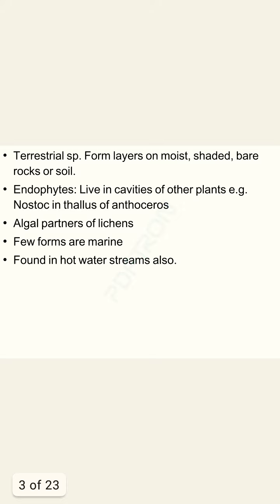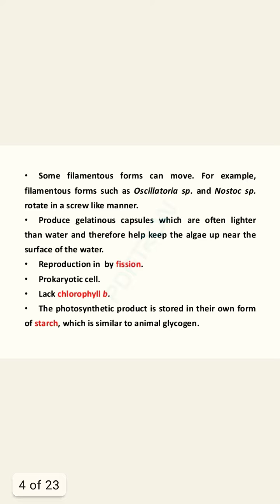Terrestrial species form layers on moist, shaded bare rocks or soil. Endophytes live in cavities of other plants, Nostoc in the thallus of Anthoceros, algal partners of lichens. Few forms are marine, found in hot water streams also.